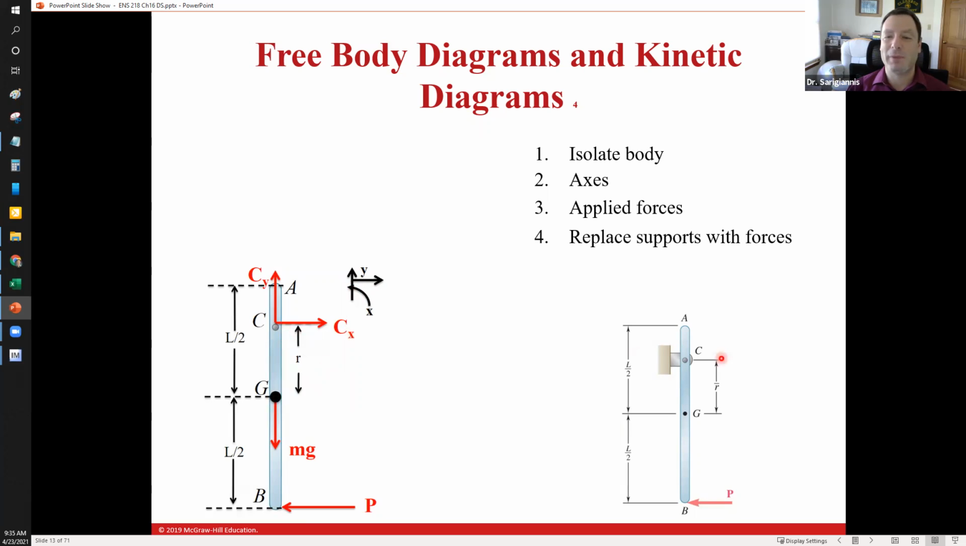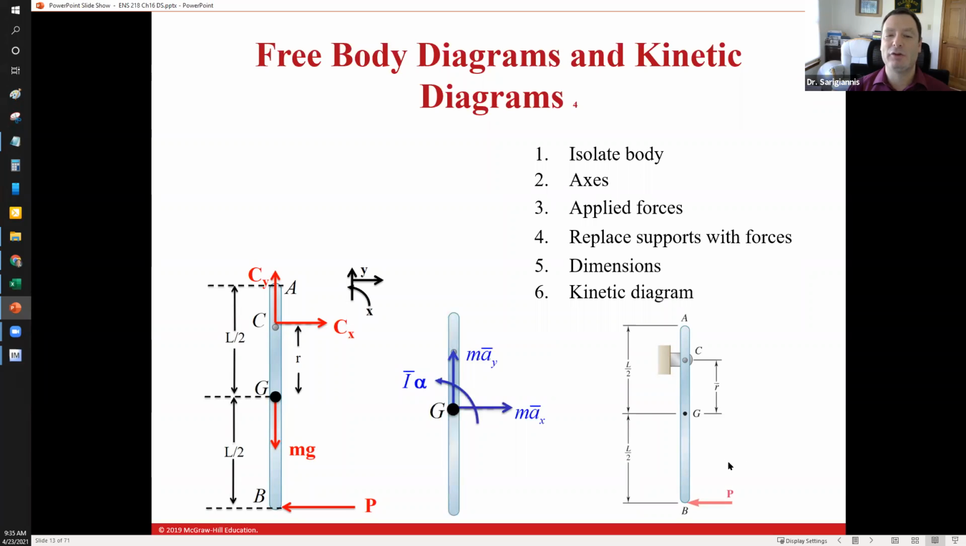Let's look at our applied forces. At C, we've got a pin joint, so we're going to have a CY and a CX. Down here at B, we've just got force P. And then we've got the force of gravity, the weight of this thing acting at the center of gravity, because we were told it has a certain mass. Dimensions, we've got to put that in. And then we draw our kinetic diagram. Our kinetic diagram shows, acting at the center of mass, a mass times acceleration in the X and in the Y, and then an inertial rotational component about that centroid.